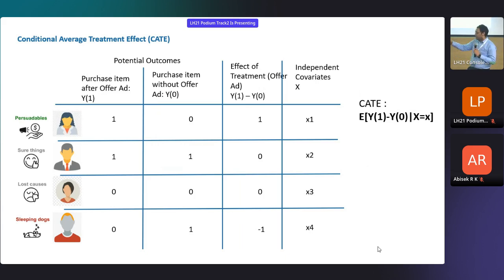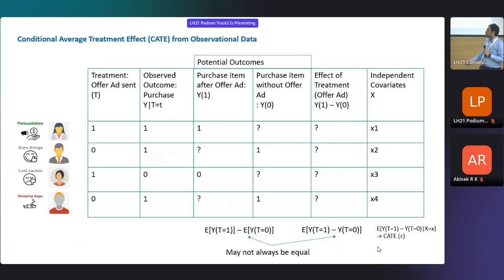So here, other than the treatment and the outcome, we have other independent covariates which might affect the purchase decision, right? And in this case, we can again take the conditional expectation of y1 minus y0 given the independent variables x. And because the effects really differ across the different segments of the customers, we cannot easily calculate this CATE value.